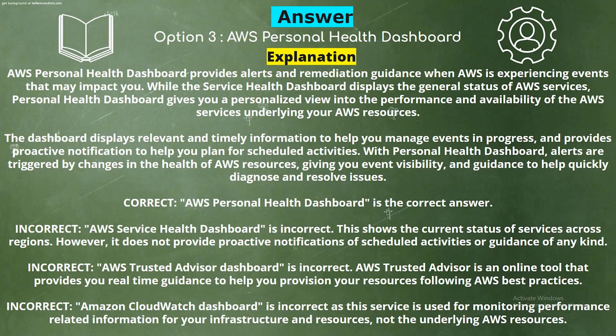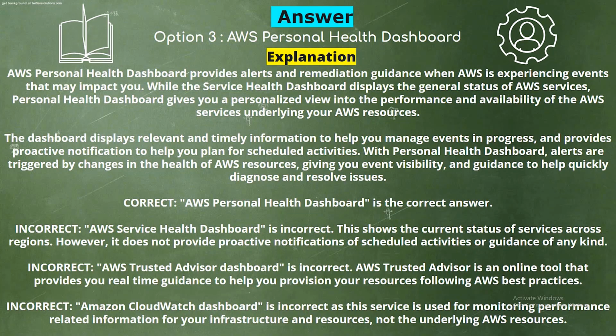Correct, AWS Personal Health Dashboard is the correct answer. Incorrect, AWS Service Health Dashboard is incorrect. This shows the current status of services across regions. However, it does not provide proactive notifications of scheduled activities or guidance of any kind.